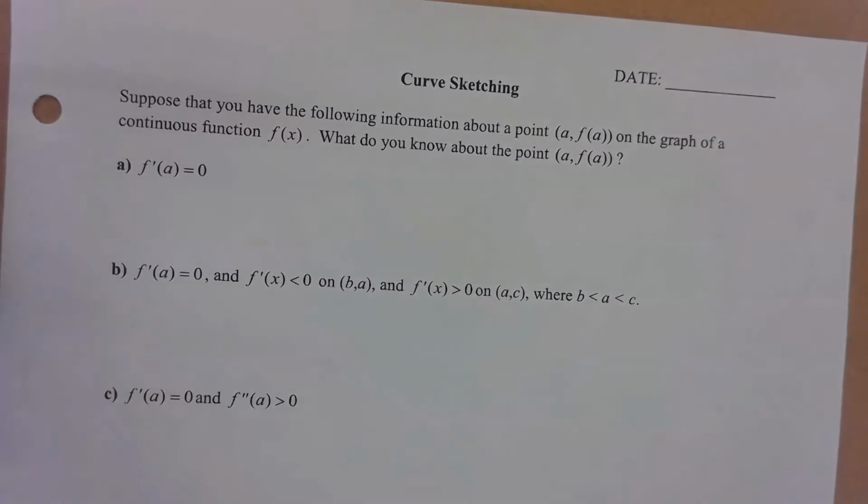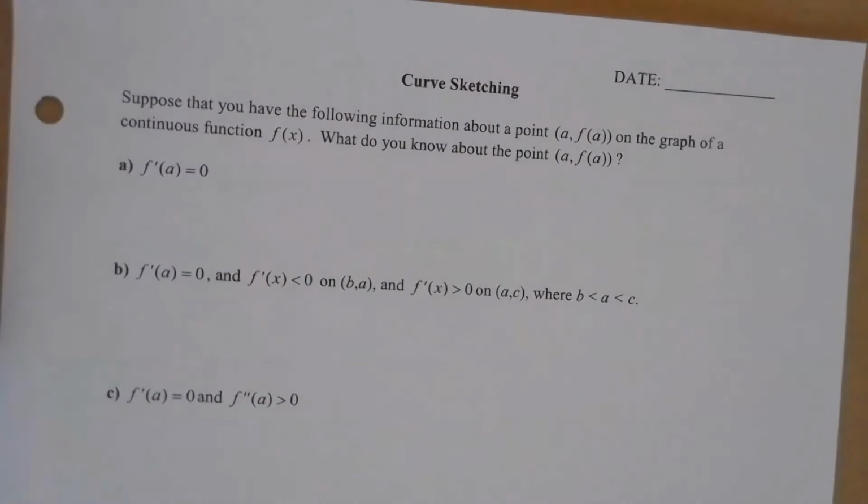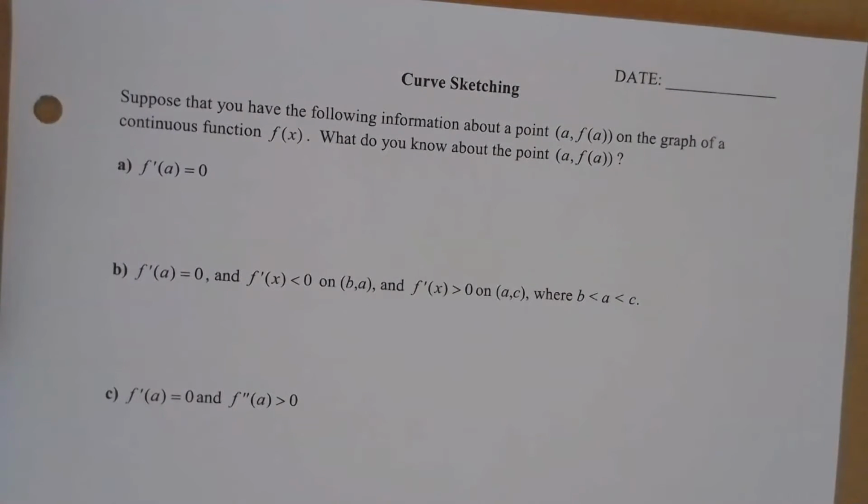Right. So it says, suppose that you have the following information about a point on a graph of a continuous function. What do you know about the point A, f of A? It's an extrema. Why? Because the f prime of A equals 0. Okay. So if f prime of A equals 0, you say it's an extrema.